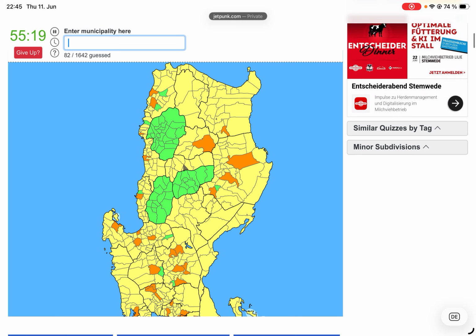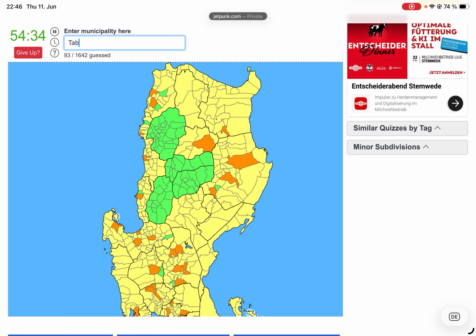The capital of Mountain Province is Bontoc, right here, but the biggest city is actually this one. It's called Bauko. And then you have Tadian, Besao, Sagada, I think, Sagada. You have, this should be Sabangan, Sadanga, Barlig, Natonin, and Paracelis. All right. Then we pass on to the next province right here, which is called Kalinga.